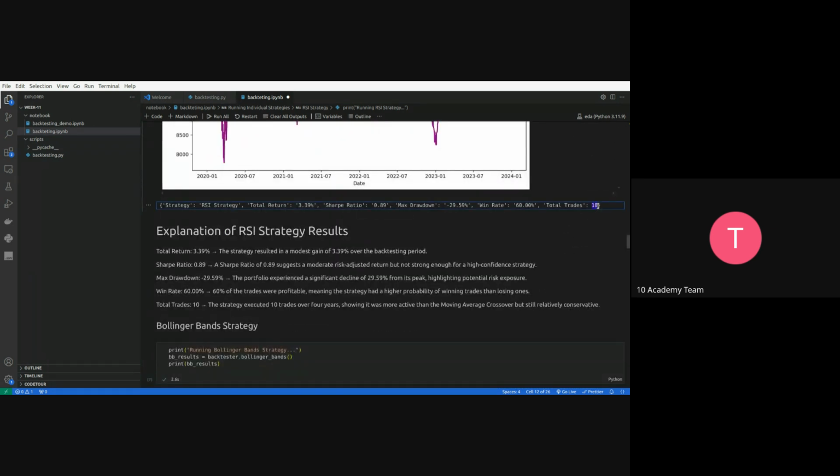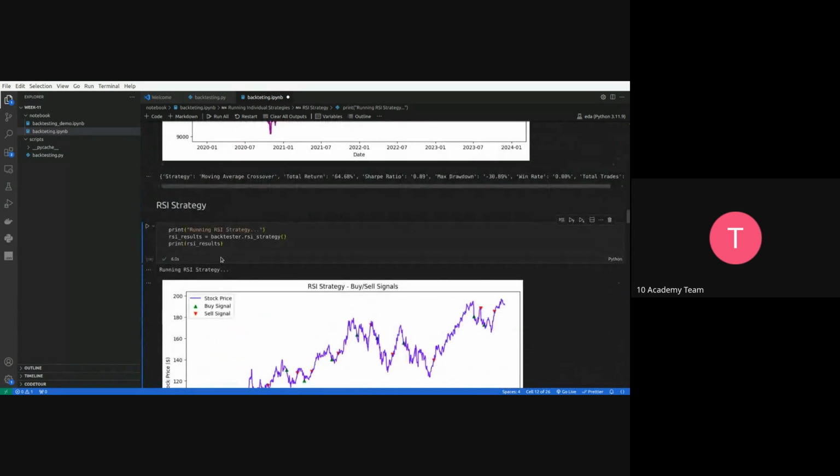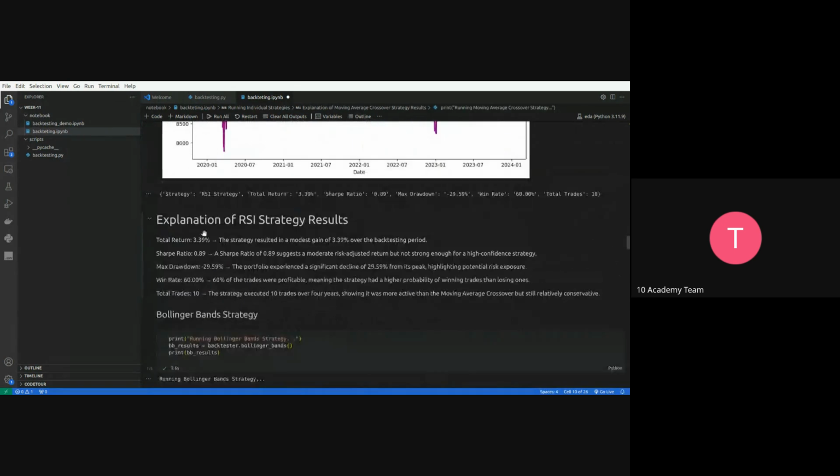Total trade is 10. Generally, this Sharpe ratio is expected to be more than 1 to be a profitable one. For example, here we have 3.39. The strategy resulted in a modest gain over the backtesting period. It has some gain.